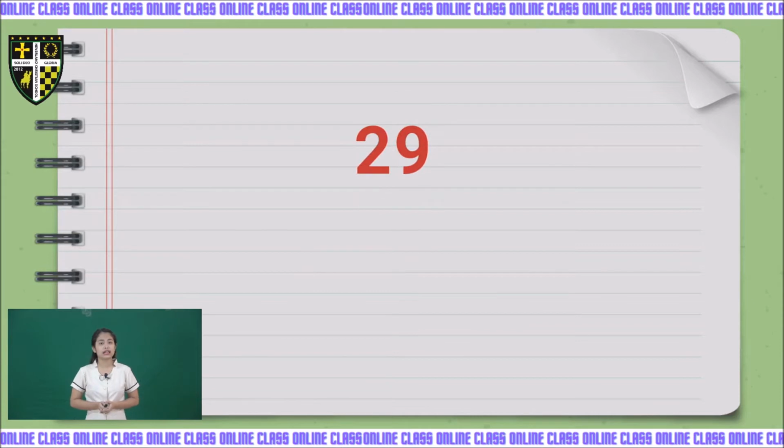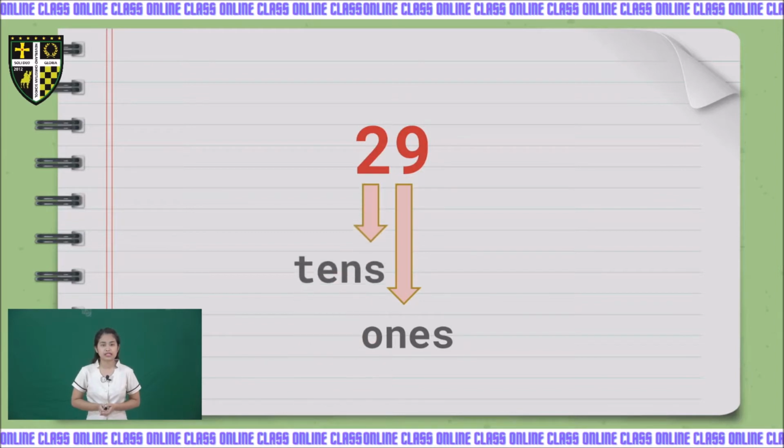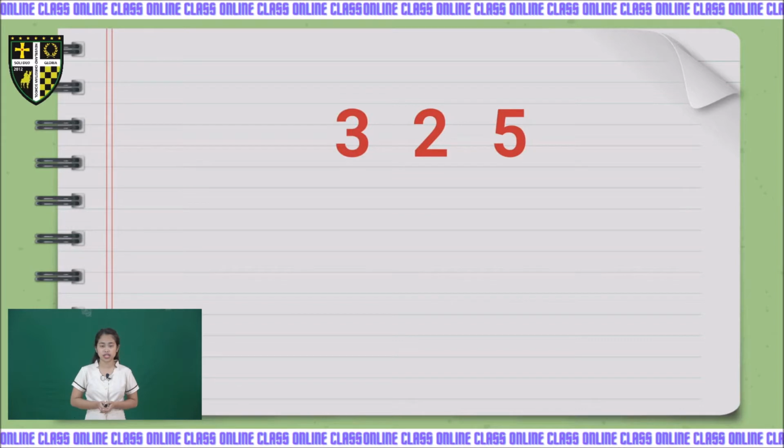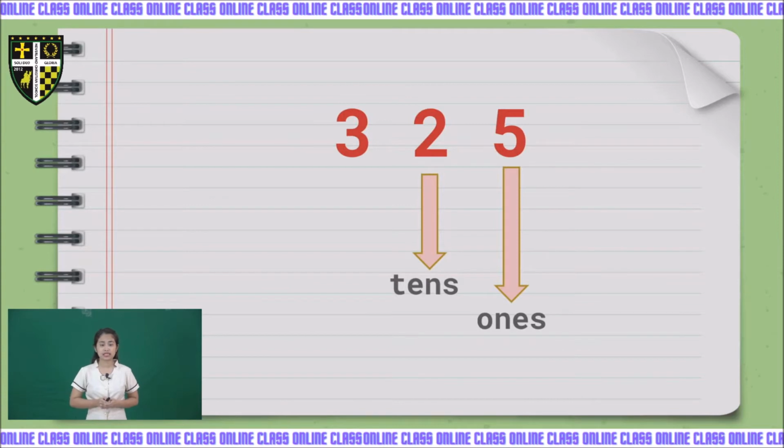Another one, let's have the number 29. What is the place value of 9? It is ones. And the place value of 2 is tens. In the next example, we have 3 digits here. Let us find out the place values of those. So 5 is ones place value, 2 is tens place value, and then the 3 is hundreds place value.